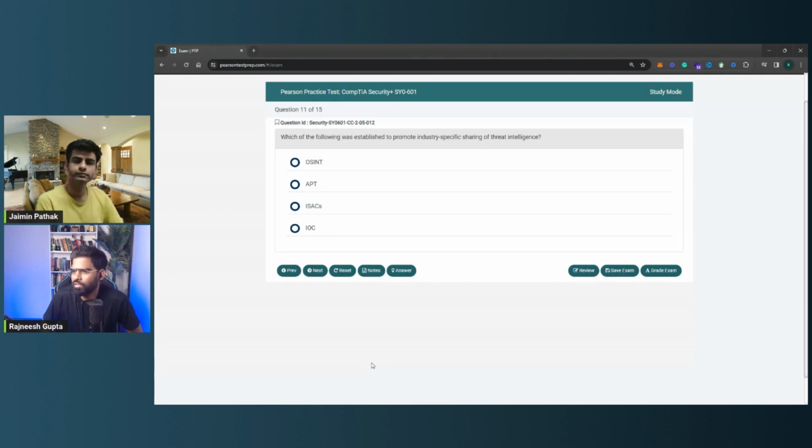Next, question number 11. Which of the following was established to promote industry-specific sharing of threat intelligence? We are talking about a community, right? IOC is the indicator of compromise, it's not a community. APT is the advanced persistent threat, the attacker group. Open source intelligence is like information. So the only thing left is the Information Sharing and Analysis Association.